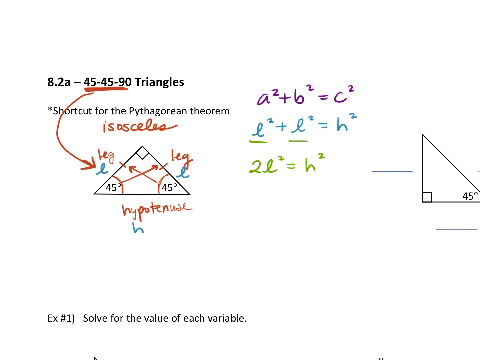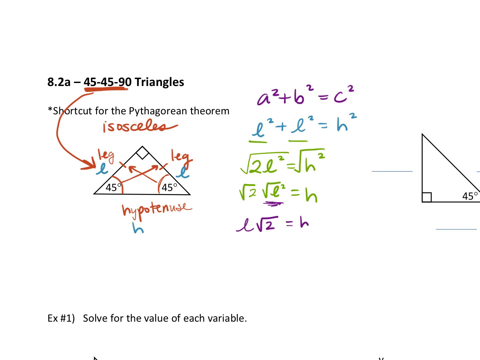Okay, so if we're here and I want to know what H is, if I square root both sides, then I get the hypotenuse is the square root of 2 times the square root of L squared. Just listen. The square root of L squared, when you square and square root something, those are inverse operations. They cancel each other out, okay? So if I take the square root of L squared, that's just L. If I take the square root of 2, that's an ugly number, so we leave that as the square root of 2.